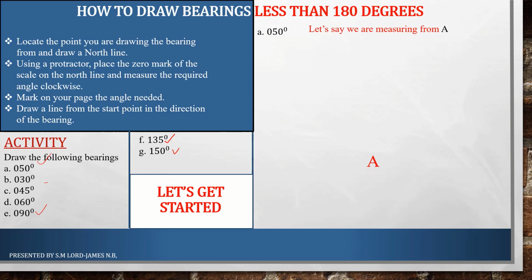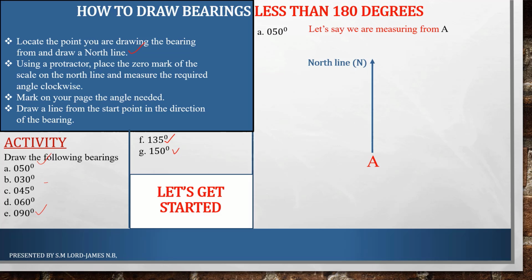So let's keep our A. Now based on the steps which are on the screen, the first step says we should locate the point we are drawing the bearing from and draw a north line. So let's draw a north line from A. So standing on A, we draw a north line. So we are going to call that north line N.